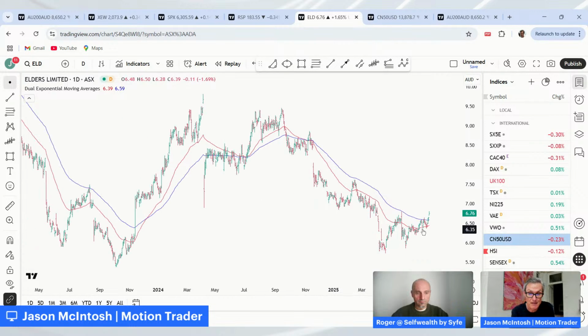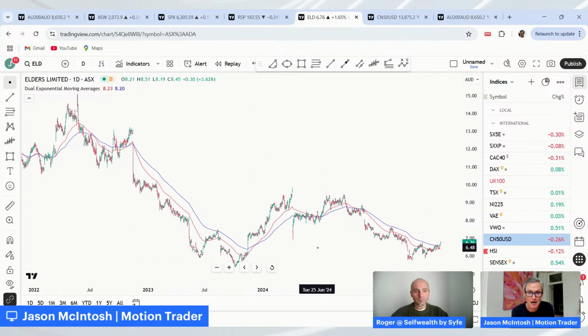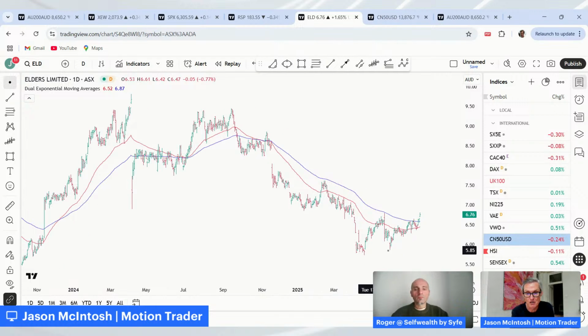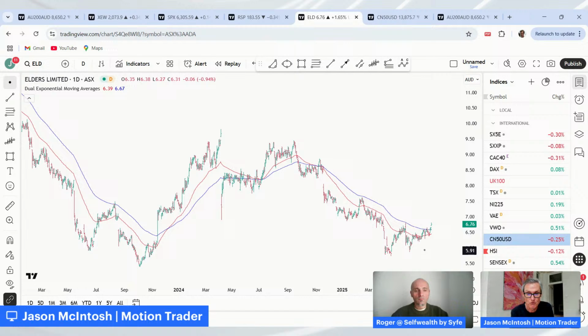The 50-day moving average is below the 100. I want to see the short moving average get above the long moving average. I want to see the moving averages cross. When you get a cross, that's where I'll consider it. I'd just be leaving Elders alone at the moment. It needs more price. Maybe there could be a base forming, but there's not enough price action yet for me to say I want to take a position. At best, I think this is just a watch for now.